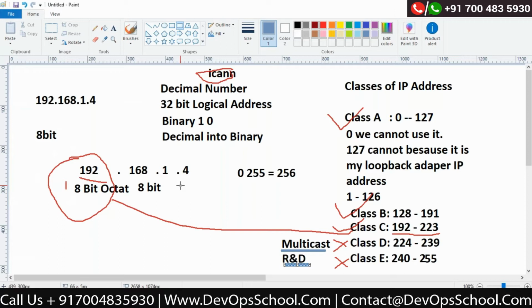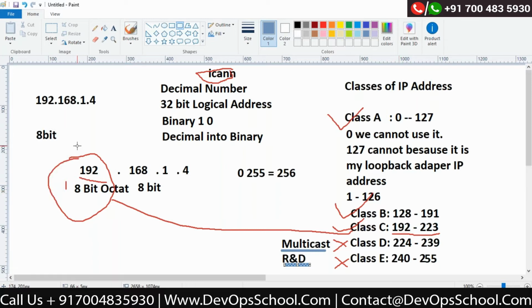Correct? Now, ICANN is the organization that is actually managing all the IP addresses which we are using. So based on the first octet, ICANN divided these numbers into specific classes. Okay, so they have 5 classes. Every class has its unique features. We will discuss after the lunch break. Every class which we have is given a specific range of numbers based on the first octet.